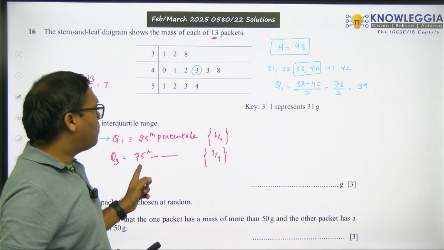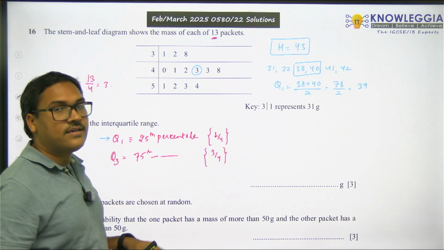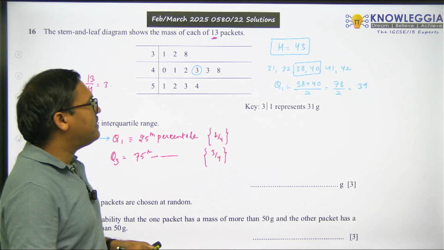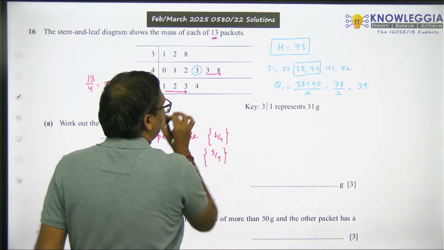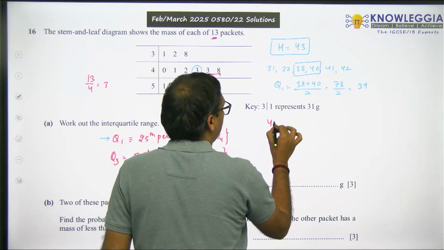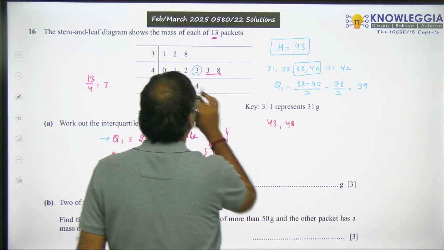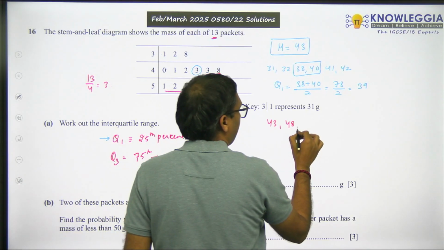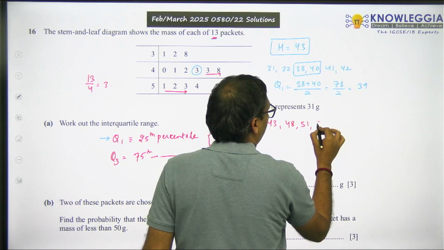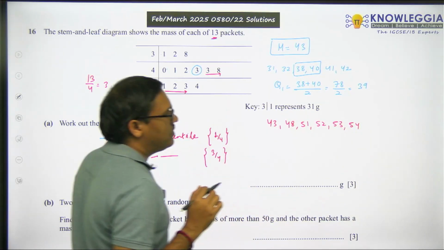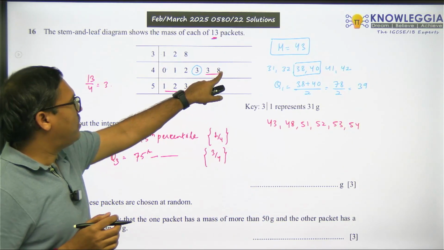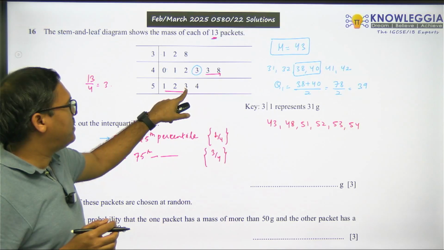Okay. Now, what is Q3? That is the upper quartile. Upper quartile is the median of the data which is above the median. So you can see what is this? This is 43, 48, 51, 52, 53, and 54.